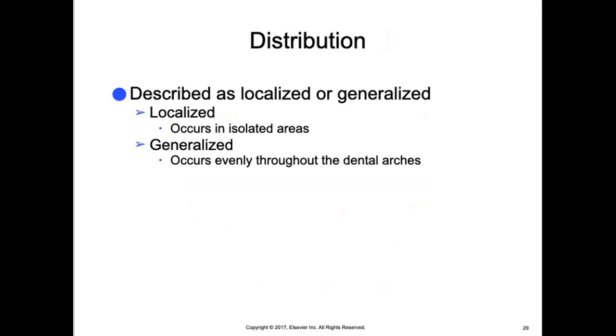Distribution is described as either localized or generalized. Localized only occurs in isolated areas or areas that are less than 30% of the mouth. Generalized occurs evenly throughout the dental arches and is usually more than 30% of the mouth.